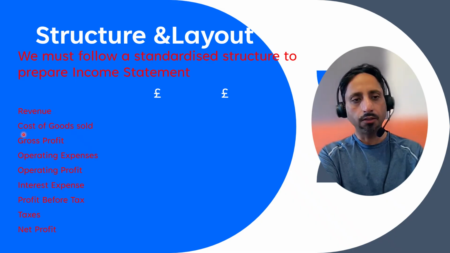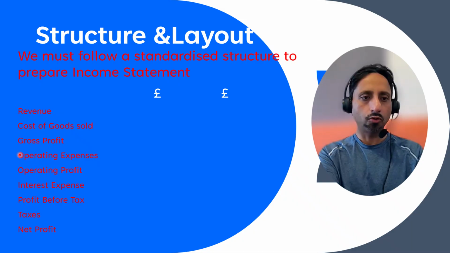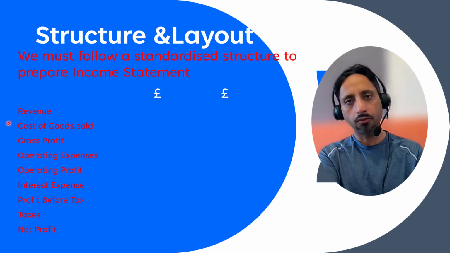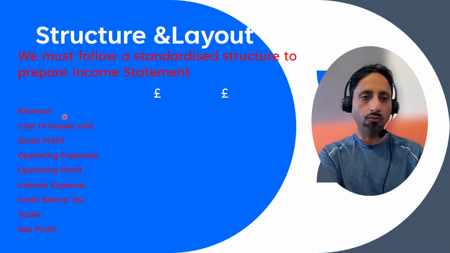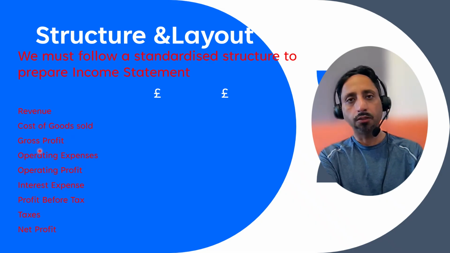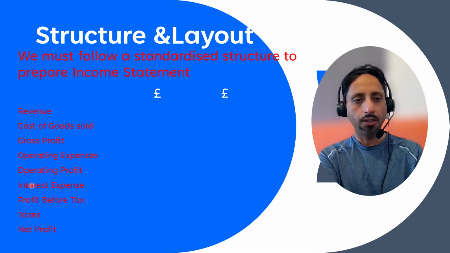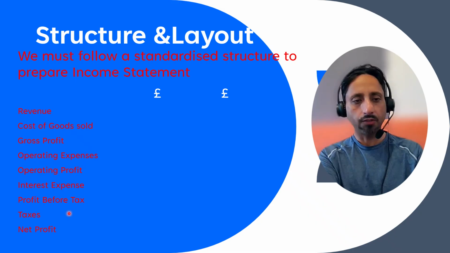The second element that comes is the cost of goods sold. So we have to follow the order. It can't be that we just put taxes in the second order. It can't be. We have to follow the order. So revenue, after revenue, the second element will be cost of goods sold. Third element will be gross profit. Fourth element will be operating expenses. Fifth element will be operating profit. Then the element is interest expense. After that, we have profit before taxes. Then we have taxes, and then we have net profit.